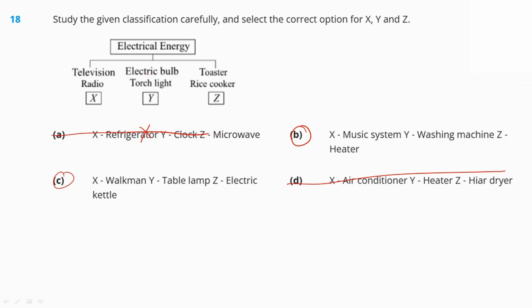Okay. Next we go to electrical energy, which is electric bulb and torch. So it has light energy. So does washing machine have light energy? No. So option number B also gets nullified. So option number C is the correct answer. Why? Table lamp converts electrical energy to light energy, and toaster and rice cooker use electric energy to heat energy. So electric kettle also does the same thing. Okay, so option number C is our right answer.